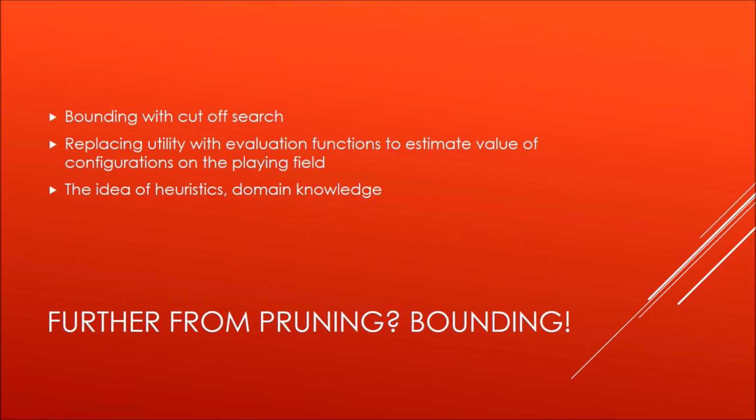Further from there, we have bounding. So basically, this helps us emphasize even more on efficiency. We use bounding with what we call cutoff search. So we also replace the utility with evaluation functions to be able to estimate the value of configurations on our playing board or field. And eventually, we use the idea of heuristics and domain knowledge to emphasize all that. So that brings us to the end of the third video.